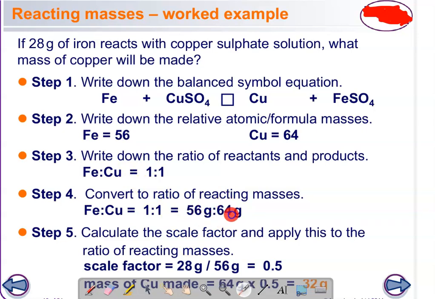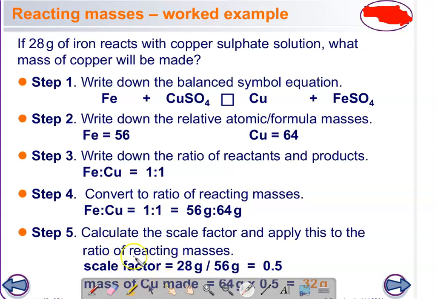56:64. Okay. Step 5, calculate the scale factor. In other words, divide the mass that's been given by the relative formula mass. In simpler terms, work out the number of moles. Work out the number of moles of the iron, the one you know the mass, and that will be 28 divided by 56. That should give you 0.5.